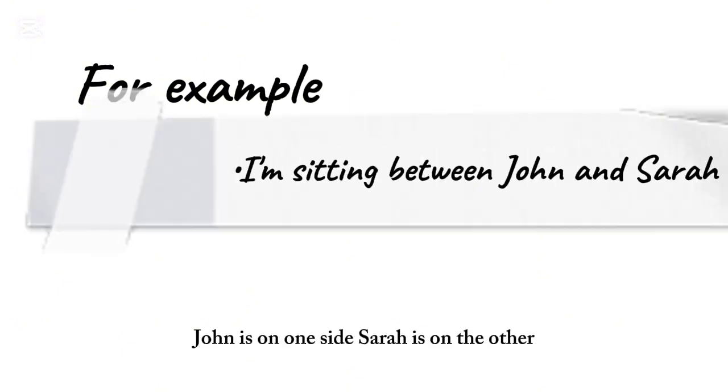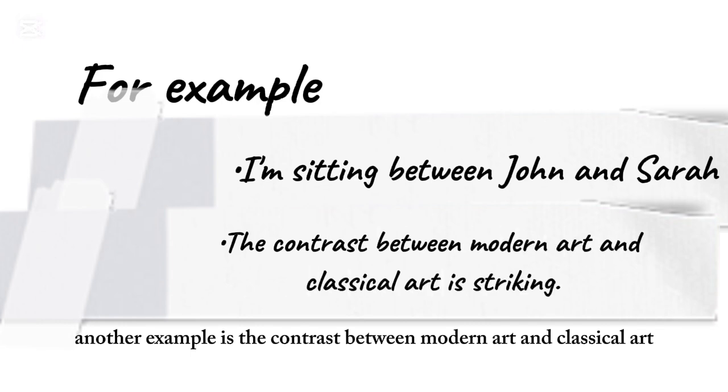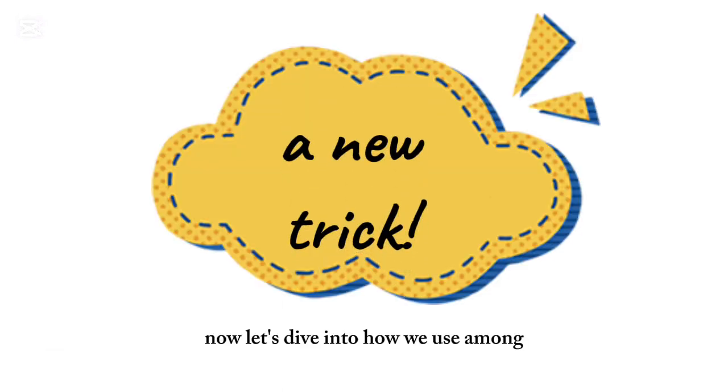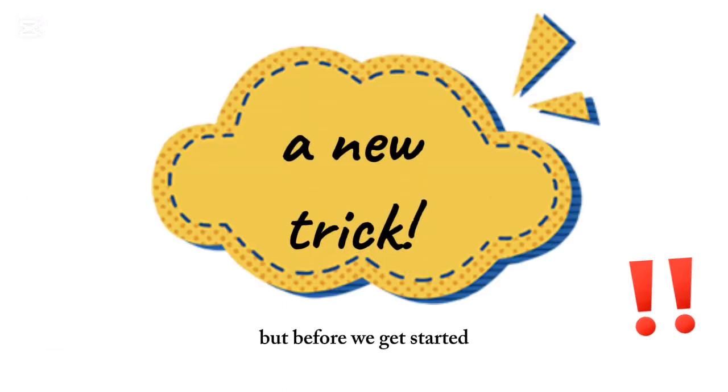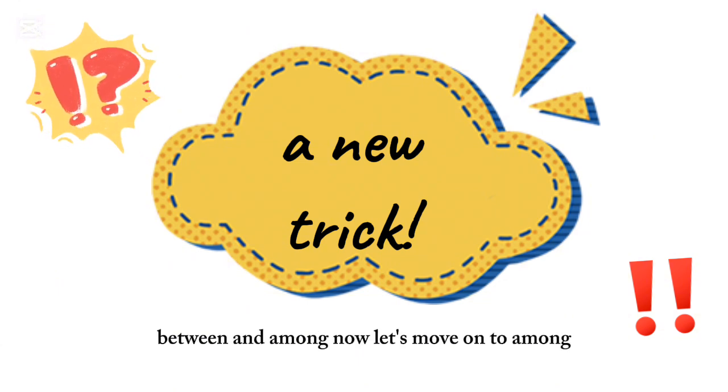John is on one side, Sarah is on the other. There are only 2 people involved. Easy, right? Another example is, the contrast between modern art and classical art is striking. We are comparing modern art and classical art. Now, let's dive into how we use among, but before we get started, make sure you stick around because I've got a fun trick to help you easily remember the difference between and among.